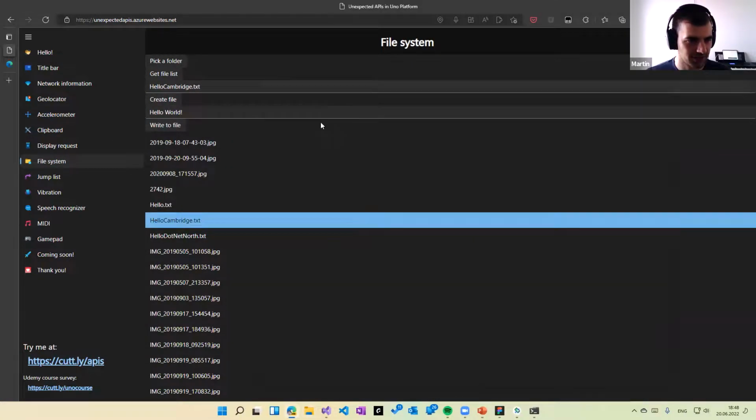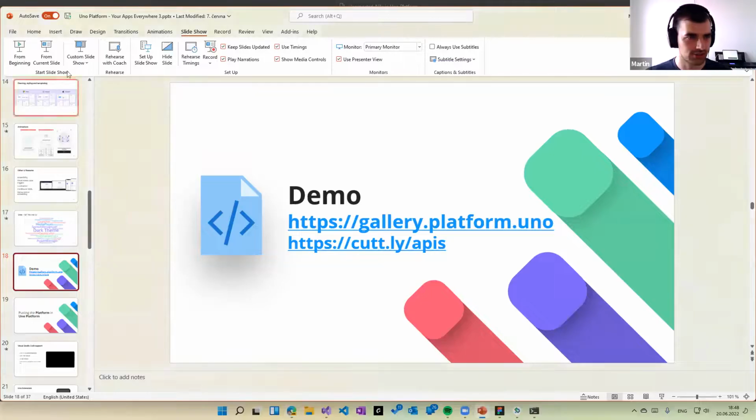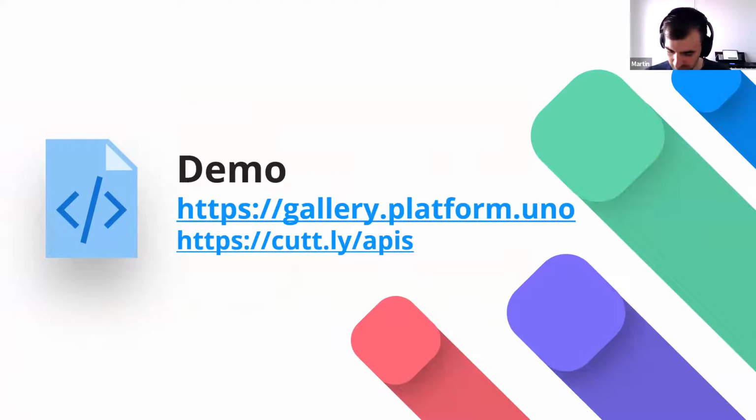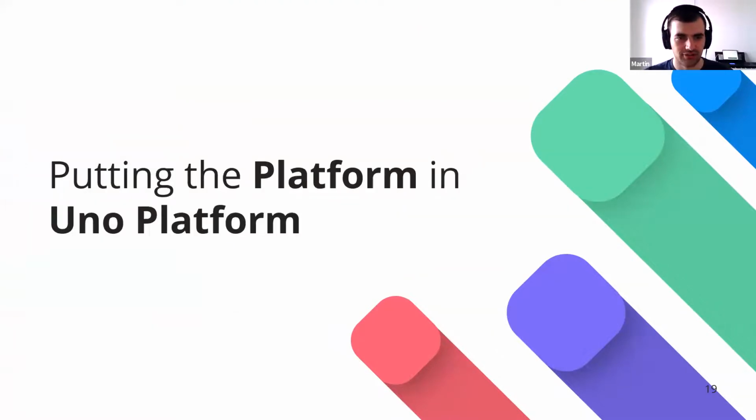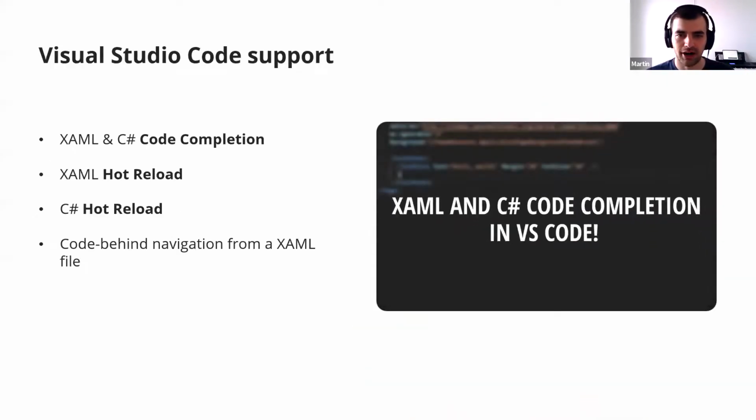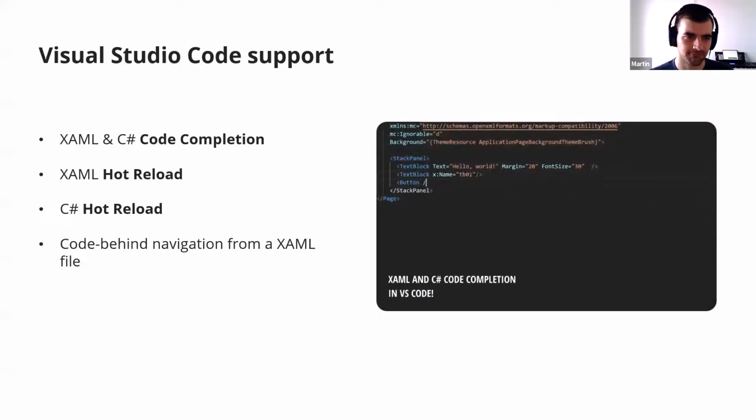So that's from the non-UI APIs. And let's go back to the slides. And now let's talk finally about putting the platform in Uno platform. Because a framework or UI library cannot stand on its own, of course. It has to be an actual platform which has more support behind it. So Uno platform itself provides many first-party extensions and additions.